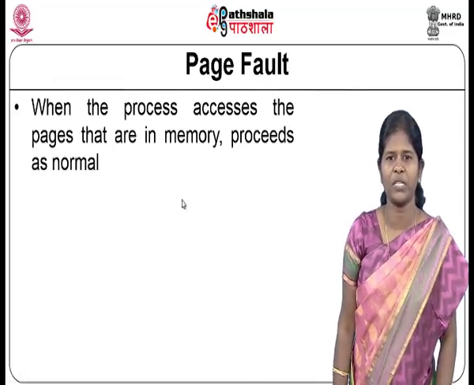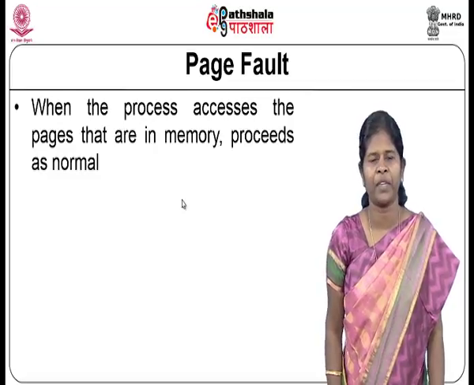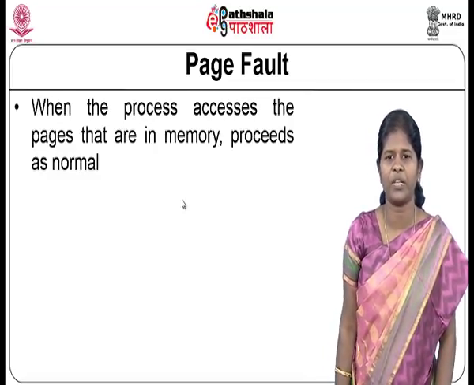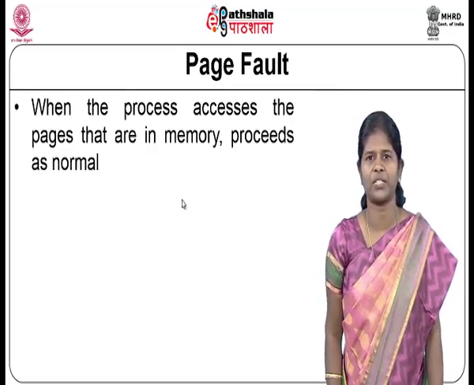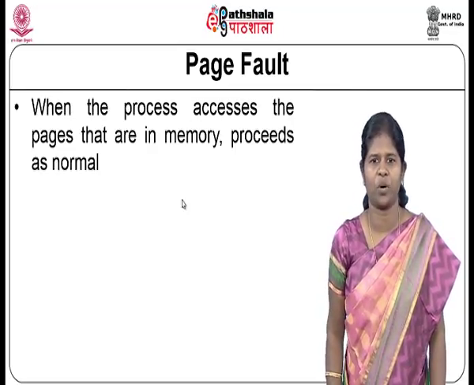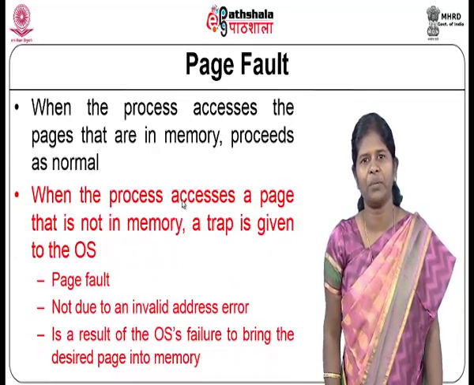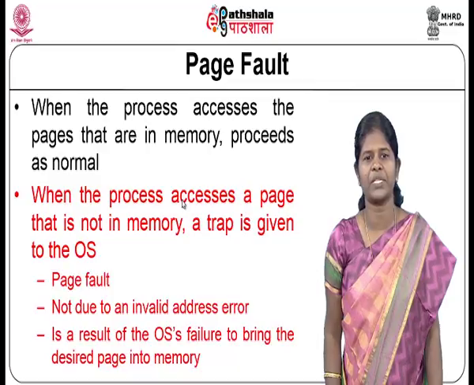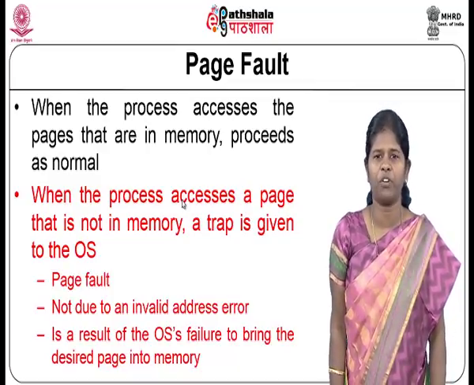Now when the process accesses the pages that are present in the main memory, then it will proceed as normal. In the earlier case, page A was present in the main memory, so if there is an access to that page, then it will proceed as normal. But when you try to access a page which is not in the main memory, then a trap is given to the operating system, and this is called a page fault.